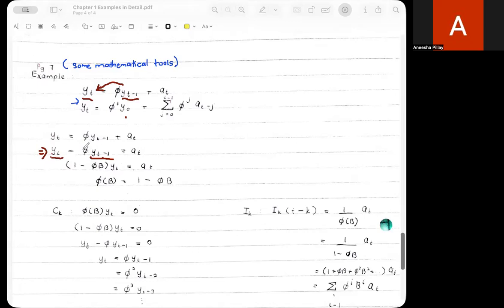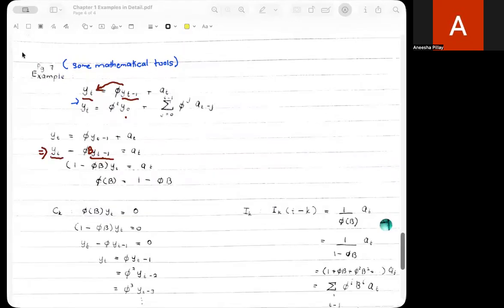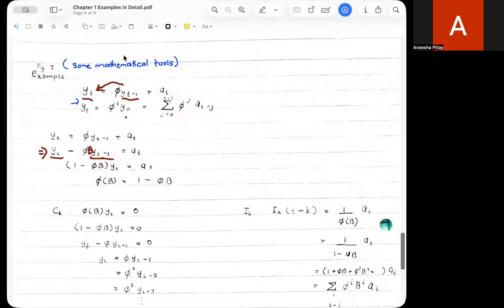Now you have a phi here, right? So when you move it here, your phi will have a B here. I will explain this in more detail in a later chapter. If you see in your lecture note, Bxt is equal to xt minus 1.